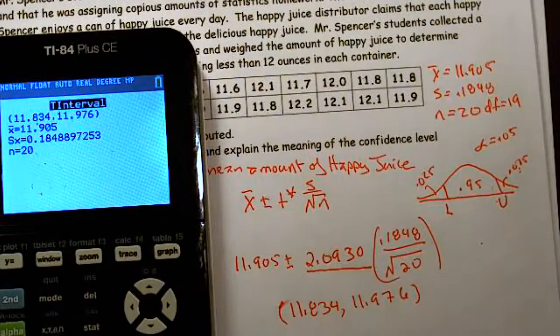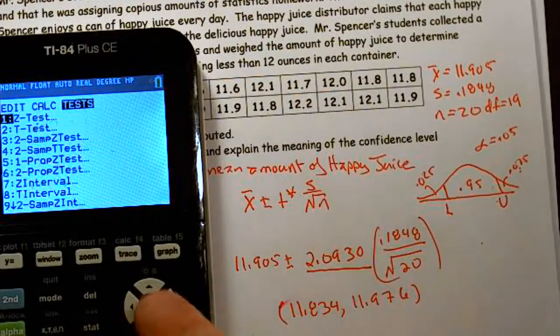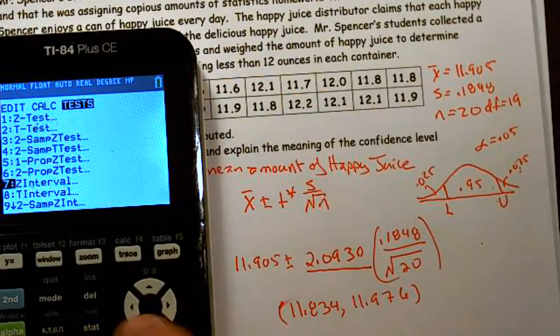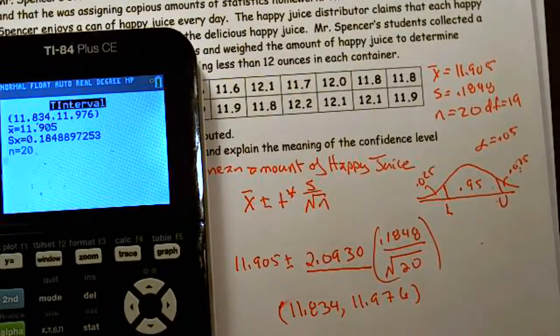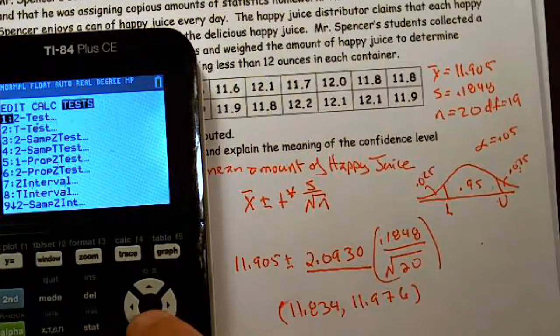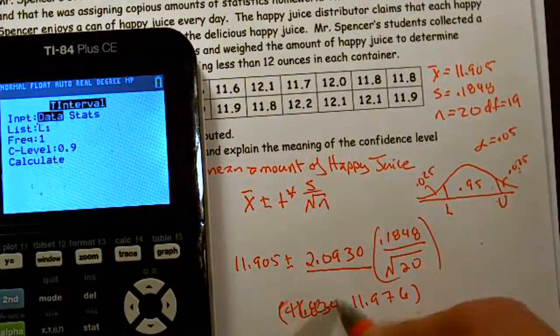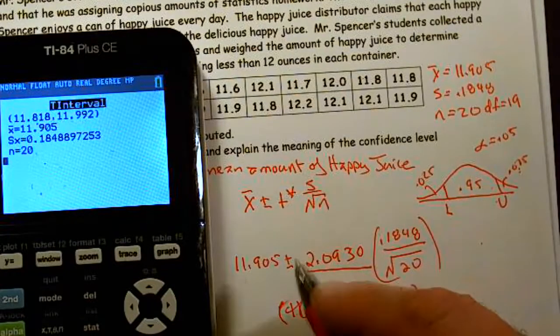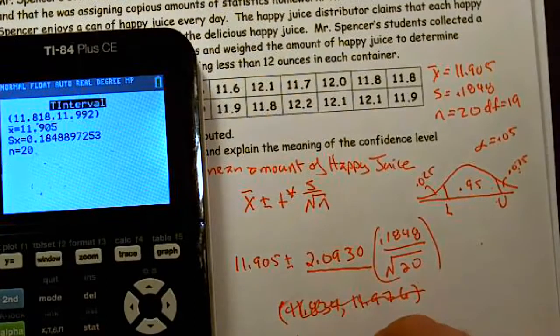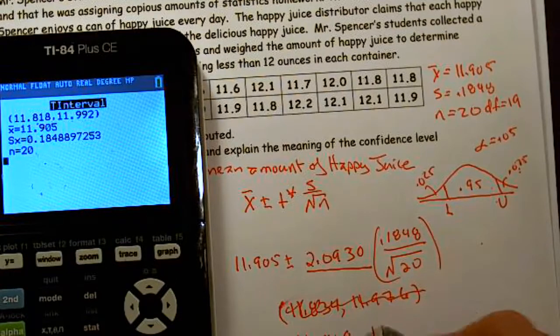Wow. So stat, test, T interval. Oh, I'm sorry, I ran the wrong one. I should have run a 95%. T interval. Oops, that's wrong. Change that to 0.95. And I end up getting 11.818, 11.992.